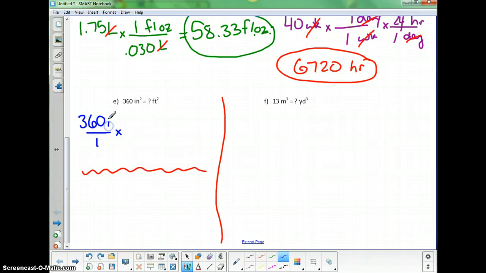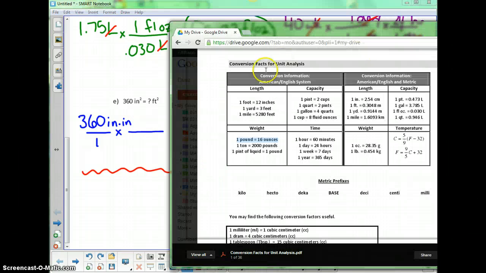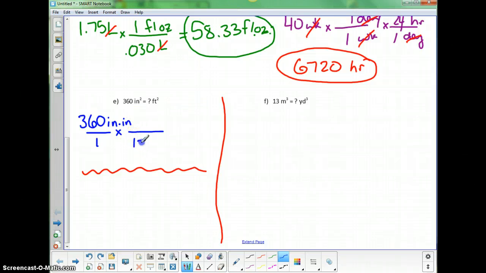Square inches are inches times inches. That's what makes something squared, just to be multiplied by itself, right? So if I want to convert this into feet, I can use the fact that there are 12 inches in 1 foot. So 12 inches, put inches on the bottom, and foot on the top.